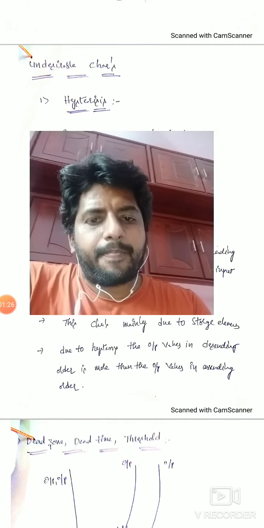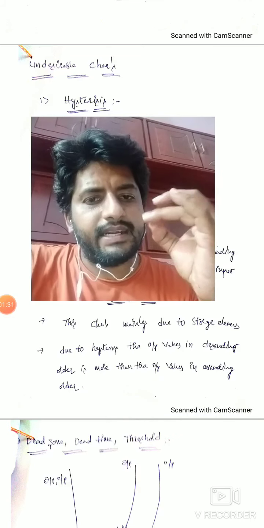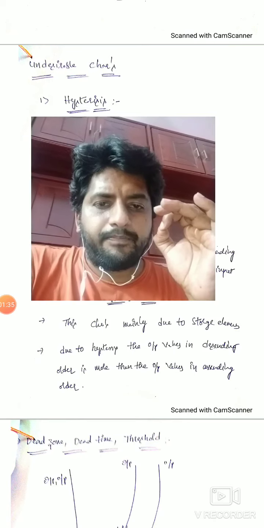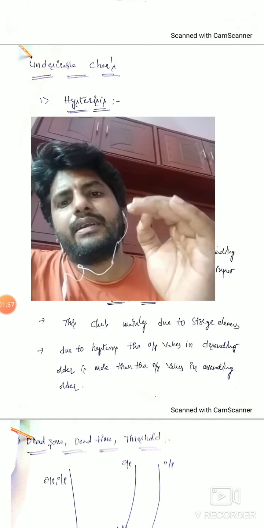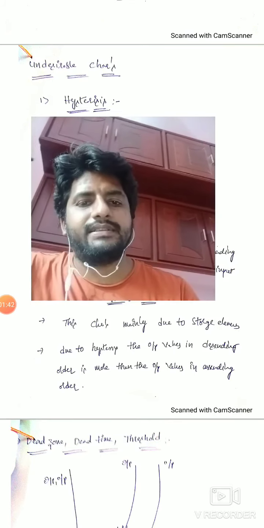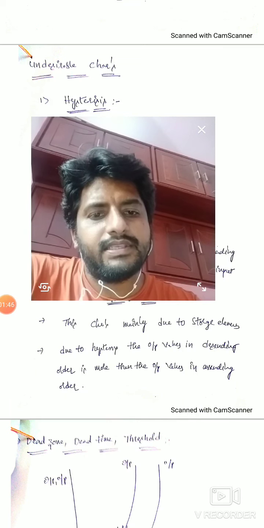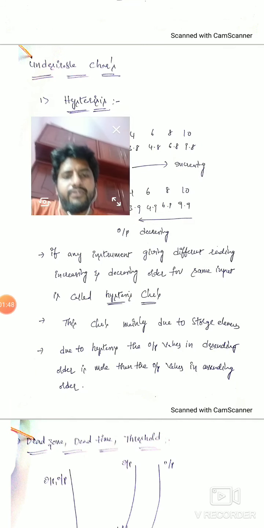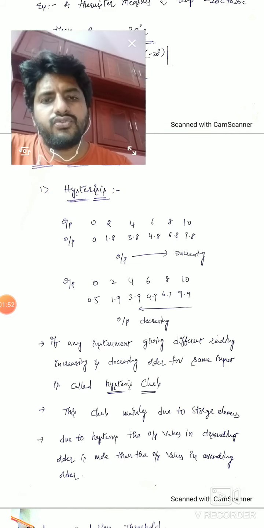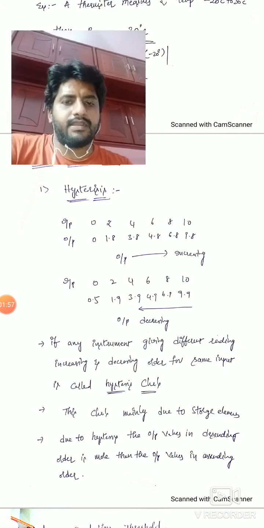So what are the undesirable characteristics? Those are hysteresis, dead zone, dead time, threshold, and drift. Now these are the undesirable characteristics of an instrument. We'll discuss each and everything one by one. Along with my PDF, follow. So definitely you should follow my PDF, right? Then only you will clearly understand, right?